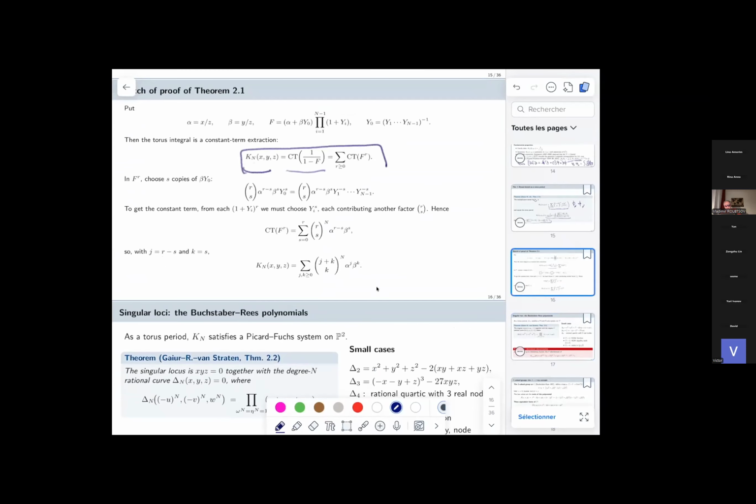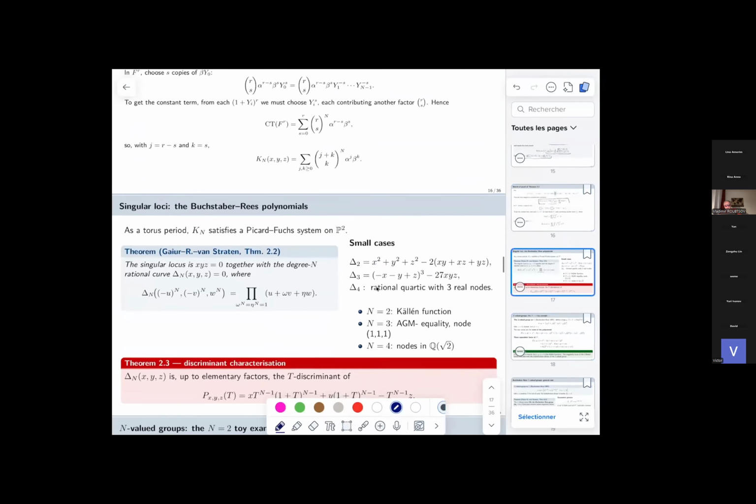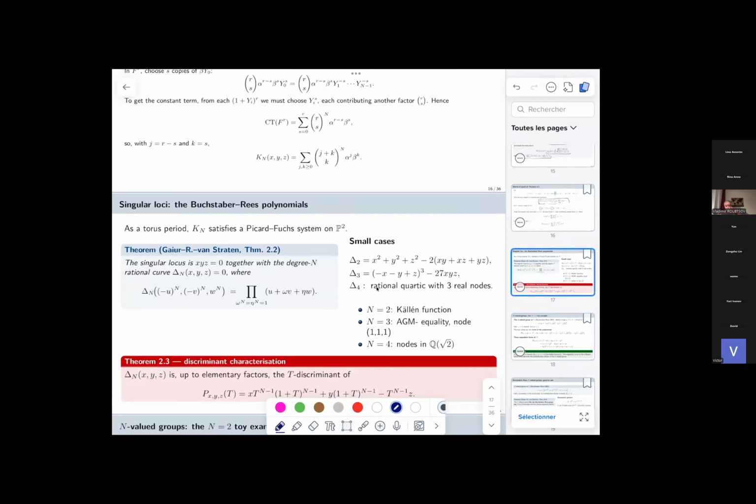K and X, Y, Z. The singular locus has the following form. We prove it with Duco and Ilia. It is a kind of factorization of linear forms in U, V, and W, where U, V, and W are a Kummer lift of X, Y, Z.